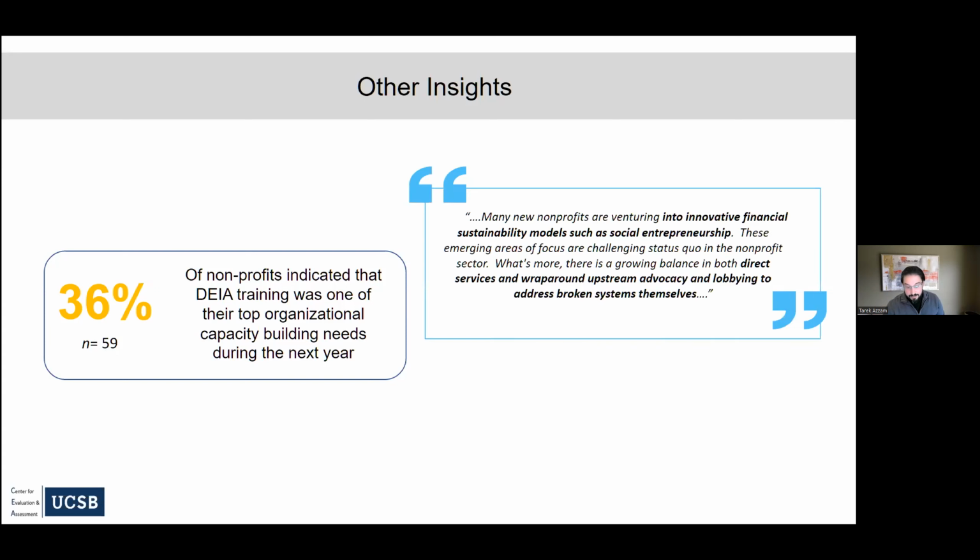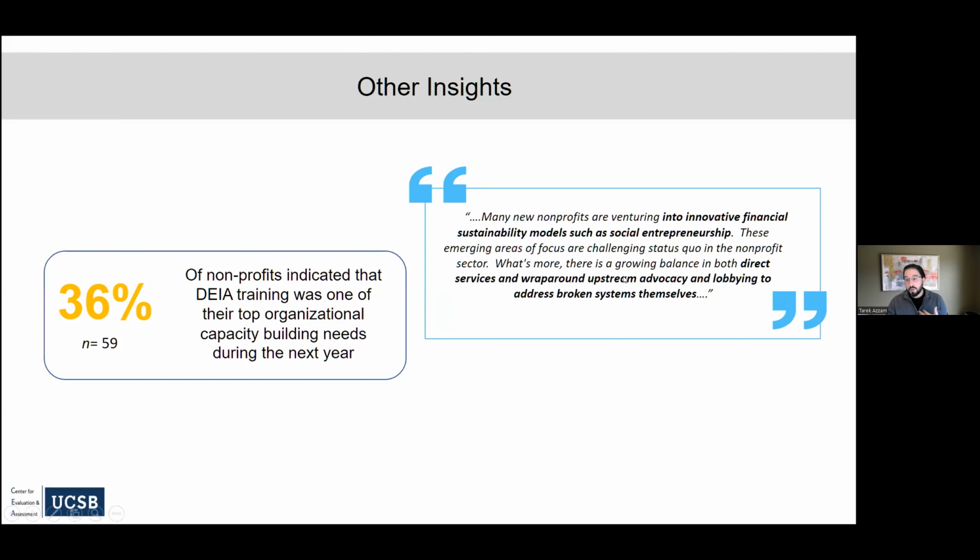We also found, in some of the comments that emerged, that many nonprofits are venturing into innovative and sustainable models such as social entrepreneurship. And one of the big things around that is that there seems to be a broader recognition of this idea of systems thinking. I know that's a term that has a lot of meanings and elements associated with it, but it was really encouraging to see this being a potential focus.